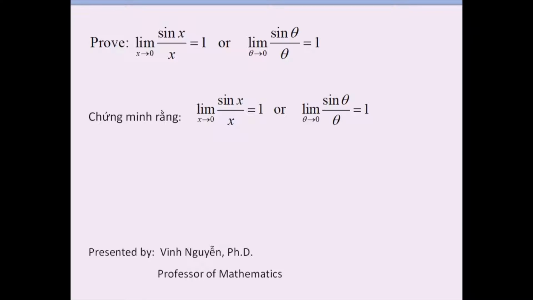Let's take a look at the proof. The limit of sine of x divided by x as x approaches 0 is equal to 1. Or it's the same thing if we do the limit of sine of theta divided by theta as theta approaches 0 is equal to 1.